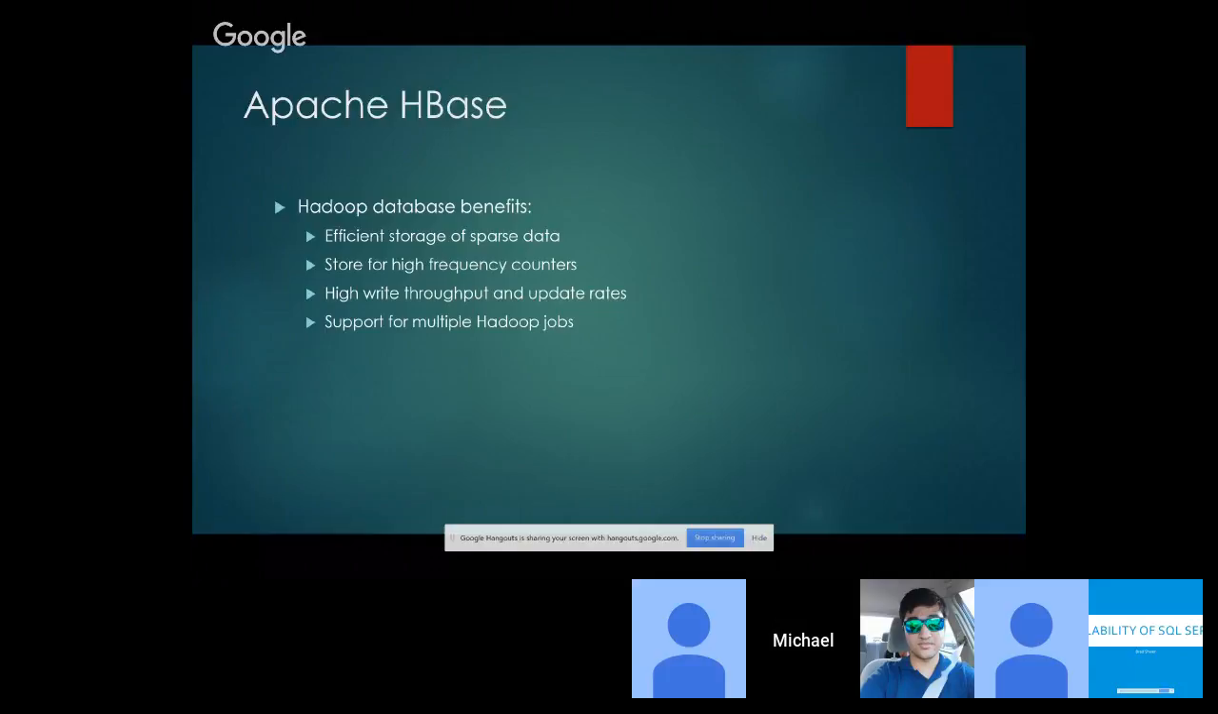Apache HBase is the Hadoop database, whose added value benefits are efficient storage of sparse data, storage for high frequency counters, and high write throughput and update rates. It also has support for multiple Hadoop jobs. And the Apache HBase data store allows data to be used by one or more Hadoop jobs on a single cluster or across multiple Hadoop clusters.